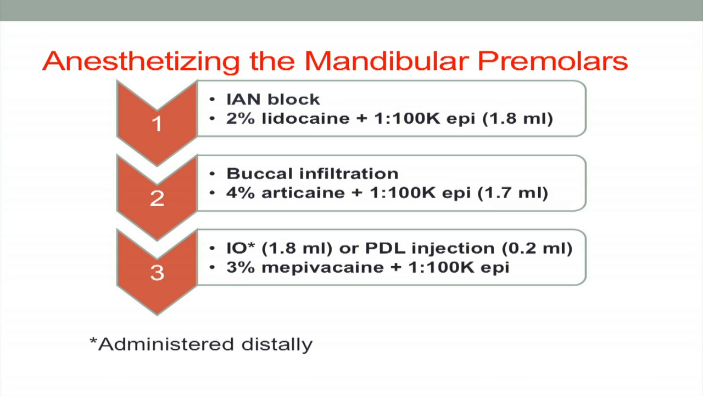When anesthetizing the mandibular premolars, a full cartridge of 2% lidocaine with 1 to 100,000 epinephrine is administered to perform the inferior alveolar nerve block, but the long buccal block is not performed. If this injection is not successful, then buccal infiltration with 4% articaine with 1 to 100,000 epinephrine is performed. And finally, if that fails, an intraosseous injection with either 2% lidocaine or 3% bupivacaine is administered. Achieving successful local anesthesia of the mandibular premolars requires an approach similar to that used for the mandibular first molar, but without the long buccal block.